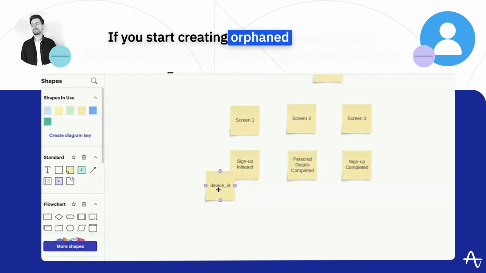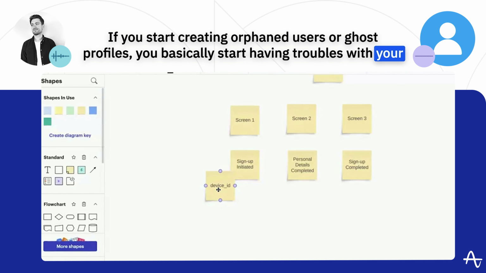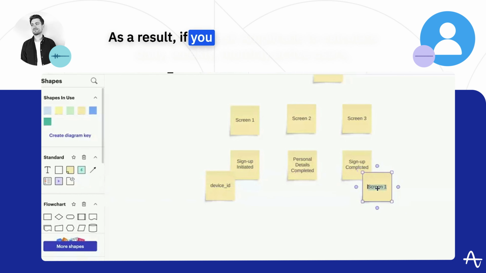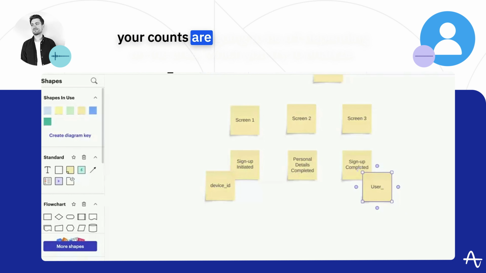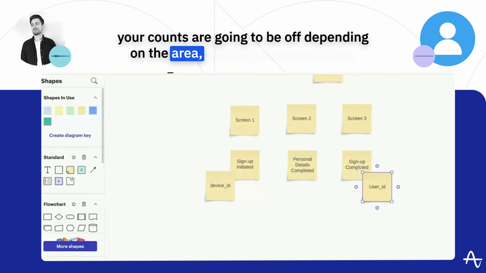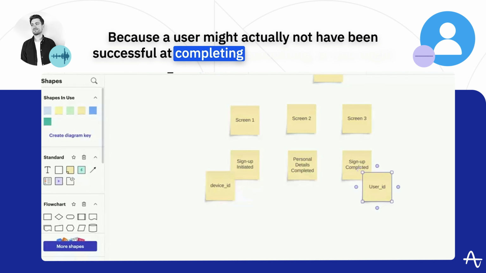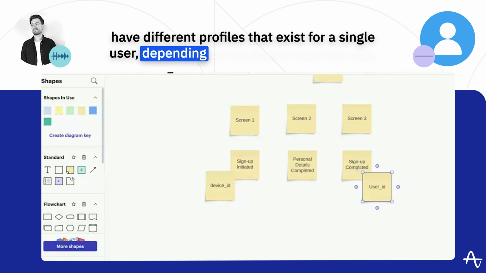If you start creating orphaned users or ghost profiles, you start having troubles with your user measurement long-term, potentially. As a result, if you ask Amplitude to calculate daily, weekly, monthly active users, your counts are going to be off depending on the area you try to analyze, because a user might not have been successful at completing something, or you might have different profiles that exist for a single user depending on the device that they use.